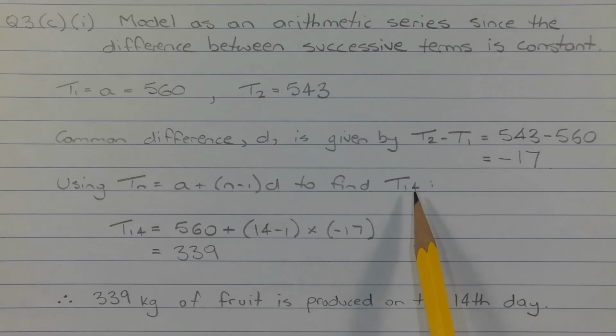So substituting 14 for n in the formula, we get T14 is equal to 560 plus 14 minus 1 in brackets times negative 17, which equals 339. Therefore, 339 kilograms of fruit is produced on the 14th day.